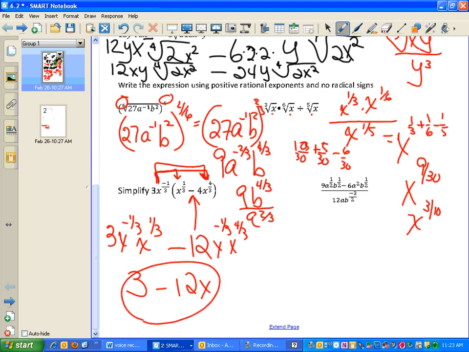I can say why, because I distributed and I simplified out each term. And I applied my rules for exponents. We're going to skip that one.